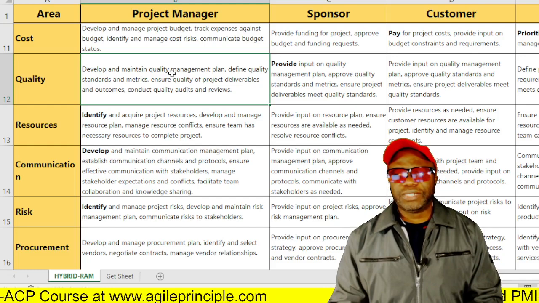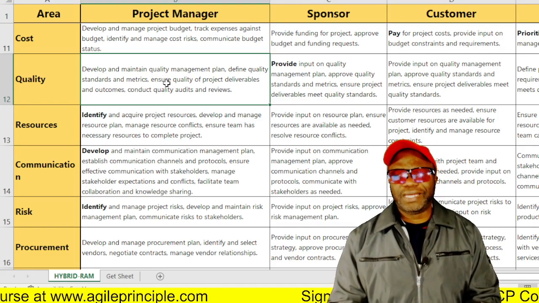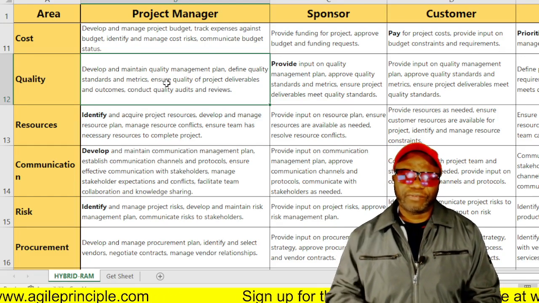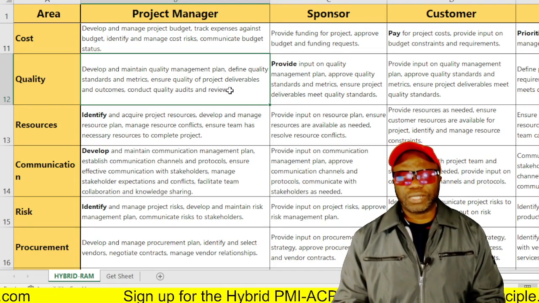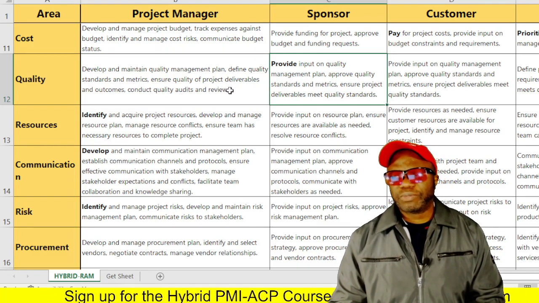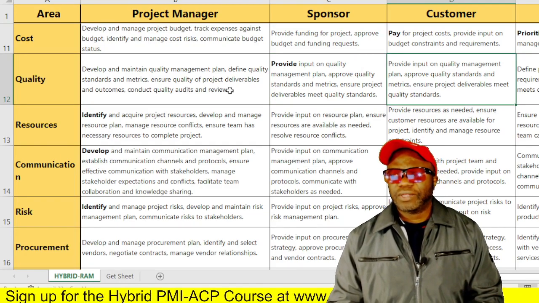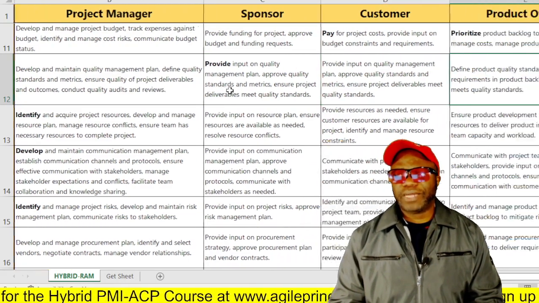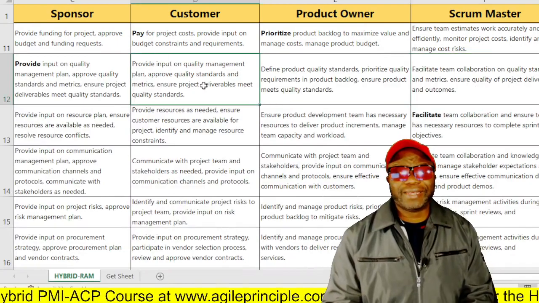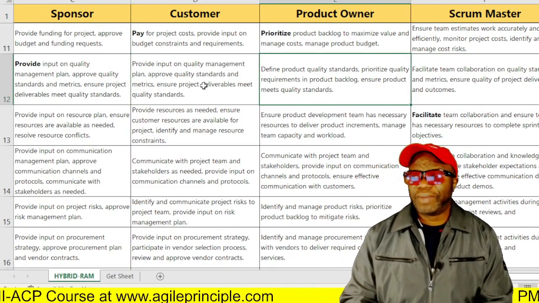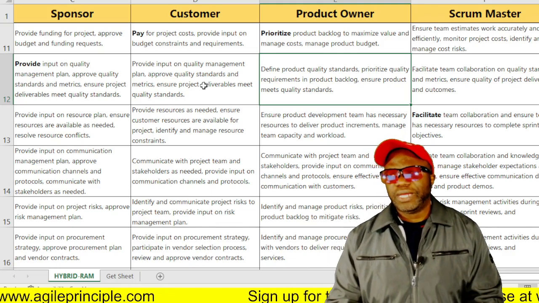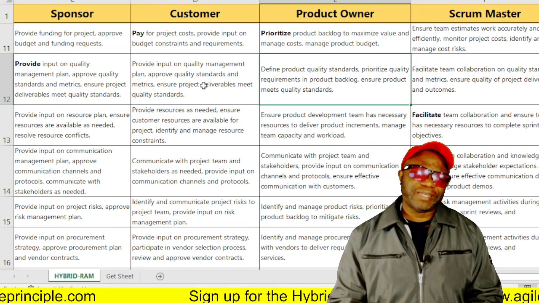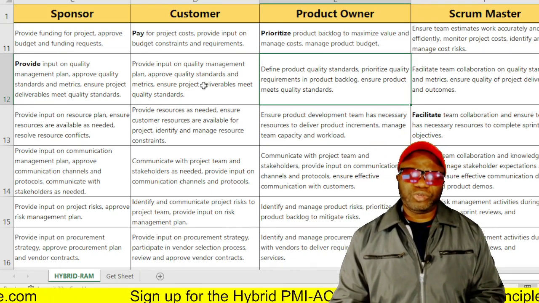In terms of quality, the project manager develops and maintains a quality management plan. They define the standards, the metrics, they ensure quality of the project deliverables, and so on. The sponsor provides input on quality. The customer provides input on quality management, and they make sure that those standards that are near and dear to them are upheld.